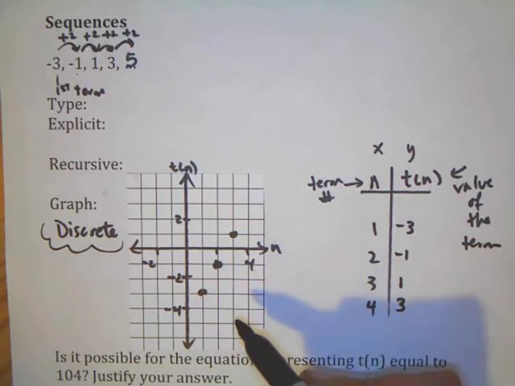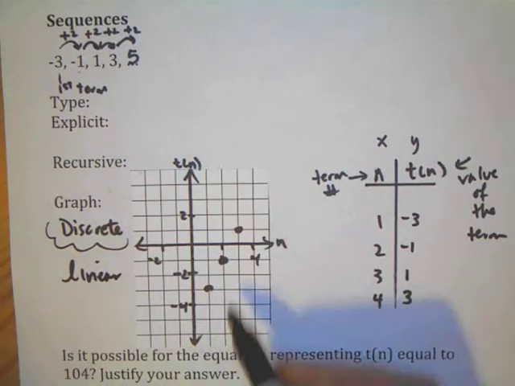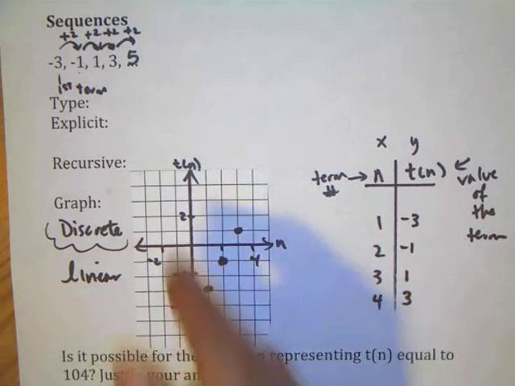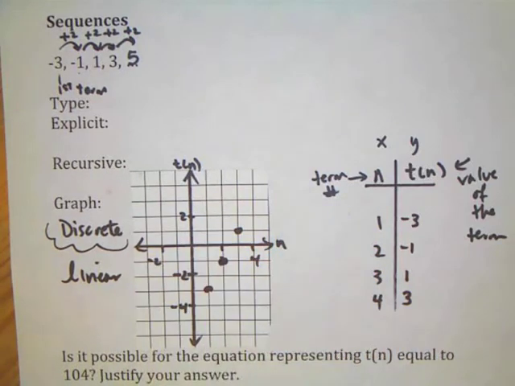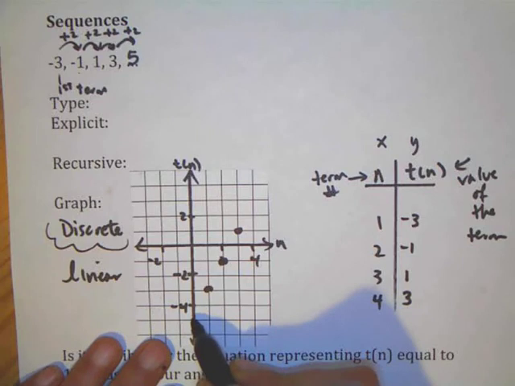You can see that it is linear, and you can also see that it's a function. Once again, if you did the vertical line test, it passes that. Let's look at what the y-intercept is, because we often like to know that.